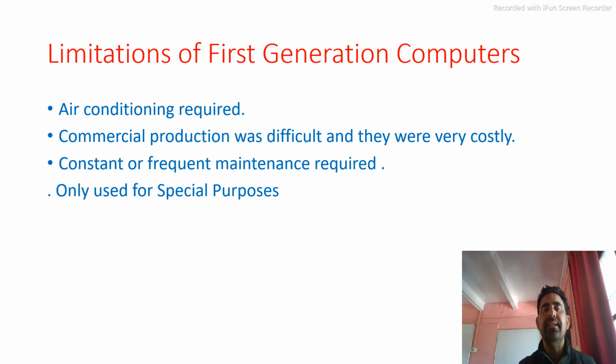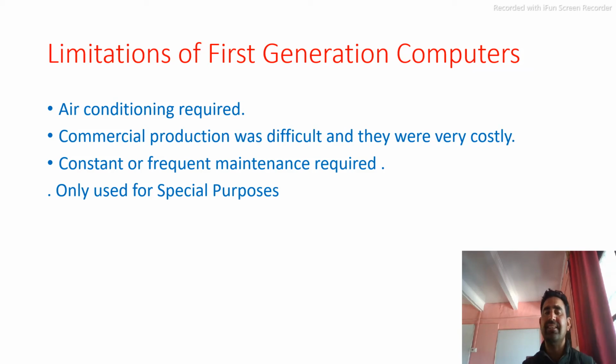Students, limitations of second generation computers. Air conditioning was required. Commercial production was difficult and they were very costly. Constant or frequent maintenance was required, and they were only used for specific purposes. Although less heat was produced, it was not enough; still, air conditioning was used in second generation computers.